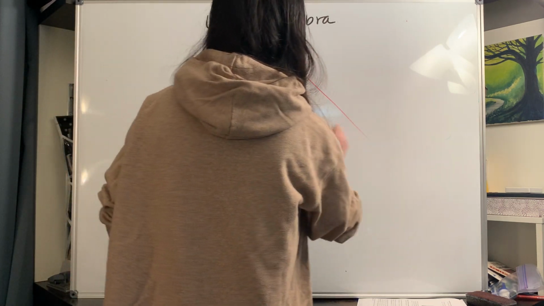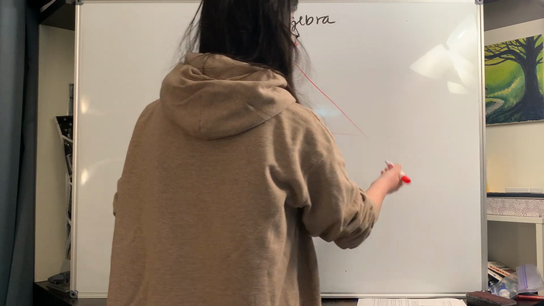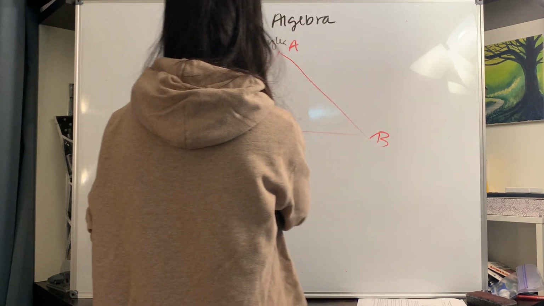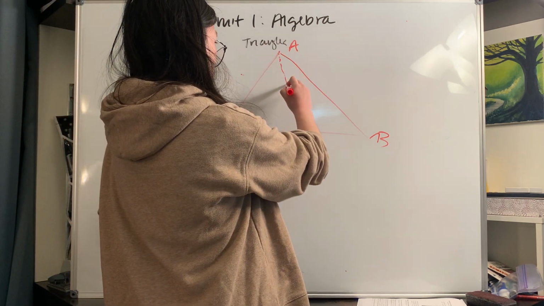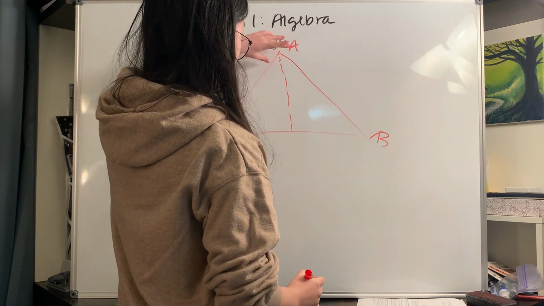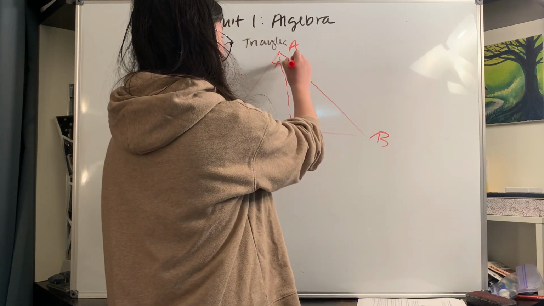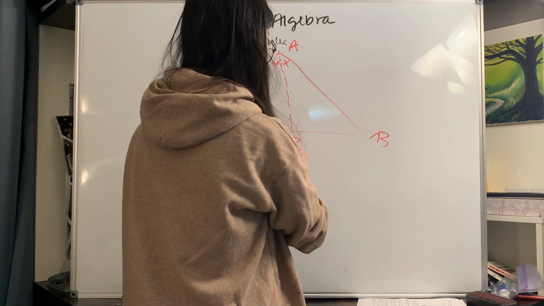So let's say we have a triangle here. I'm going to label the vertices A, B, and C. And we have an angle bisector. So what an angle bisector means is that it bisects this angle here into two congruent angles. So these two angles are congruent, and I'm going to label this point D.